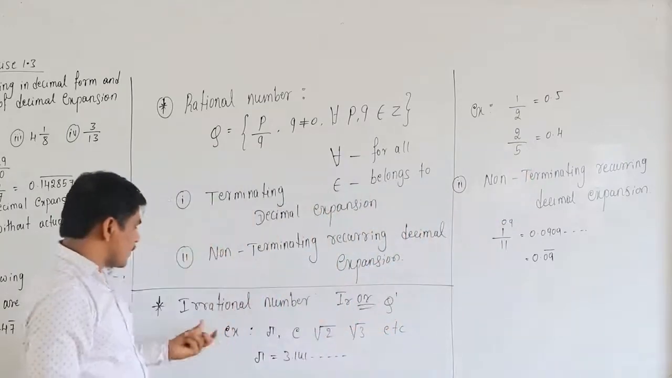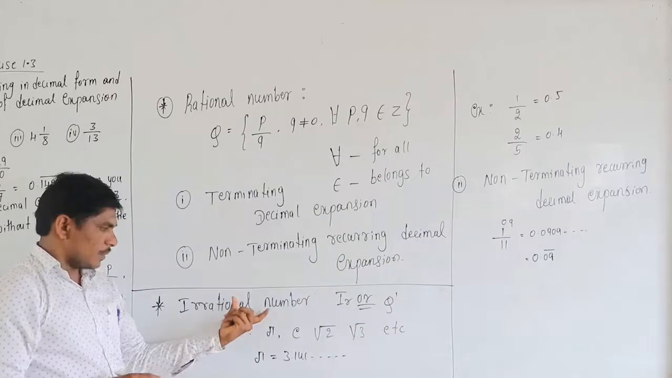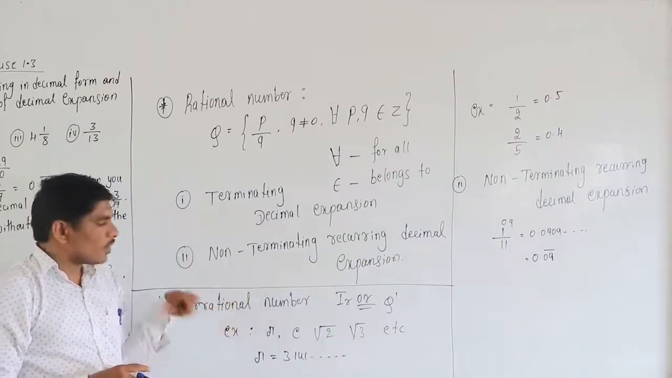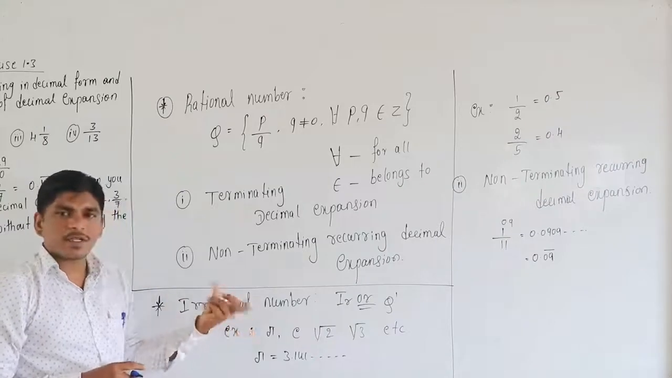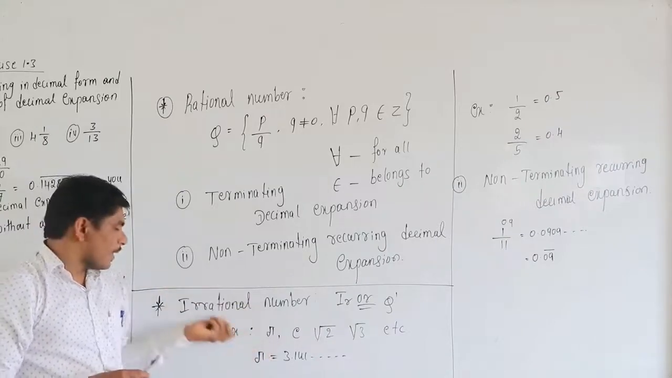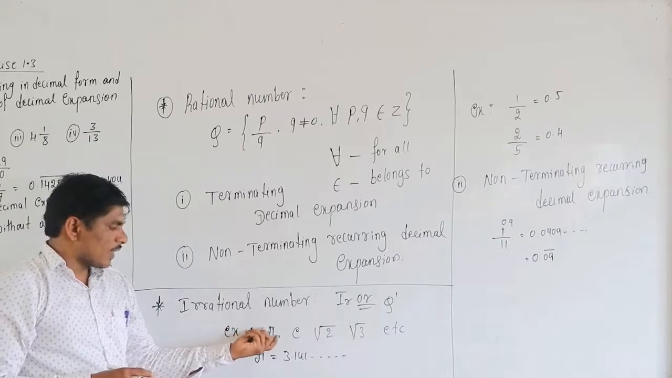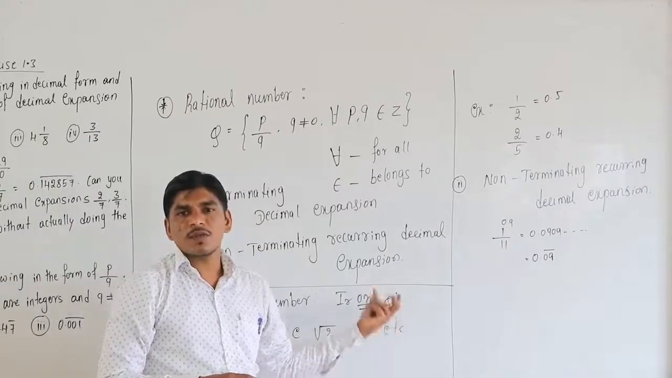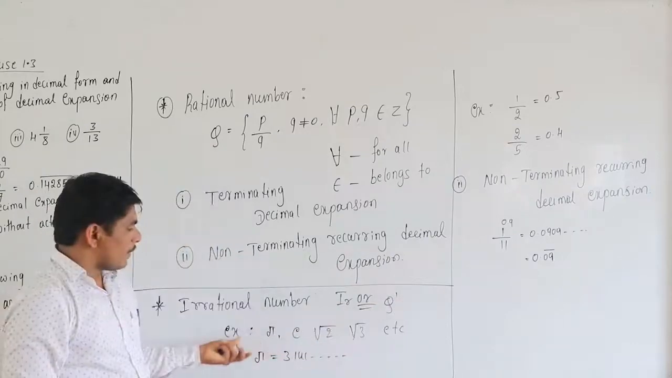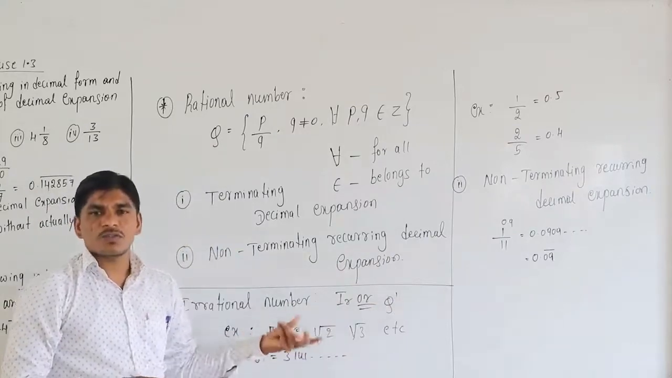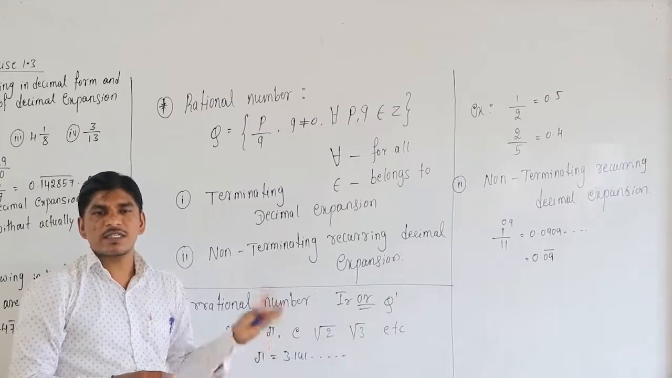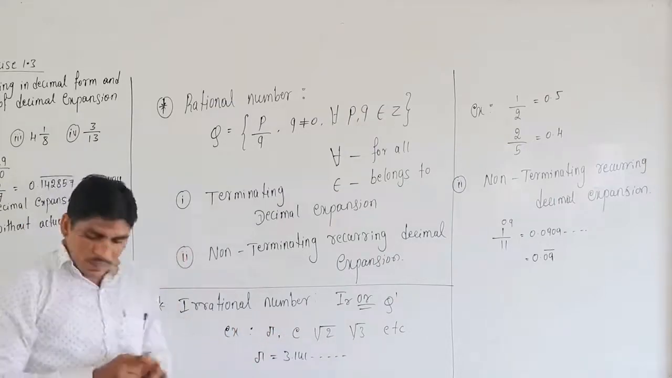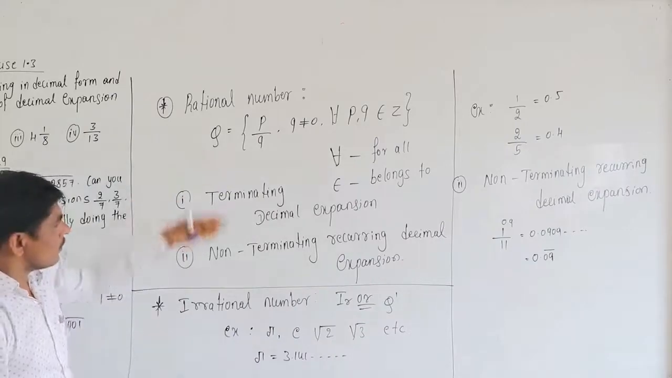And the next one is irrational numbers. All the irrational numbers are non-terminating and non-recurring. Non-recurring means non-repeating. That's why the irrational numbers are pi, e, root 2, root 3, root 6, root 10. These are all irrational, but not perfect square numbers. Root 4, root 9, root 16 are not irrational numbers.